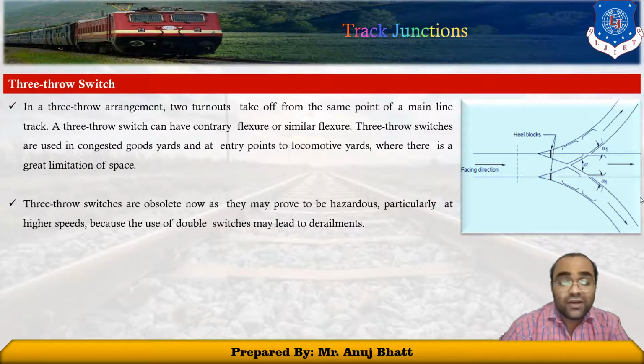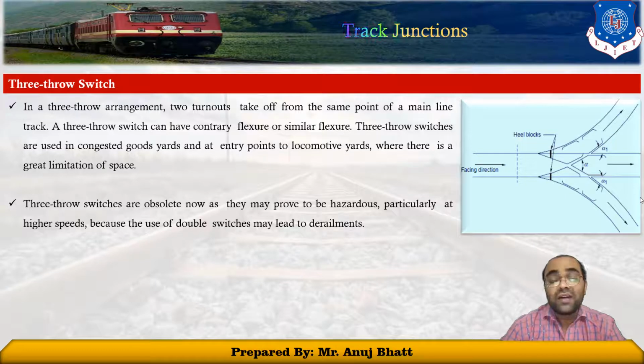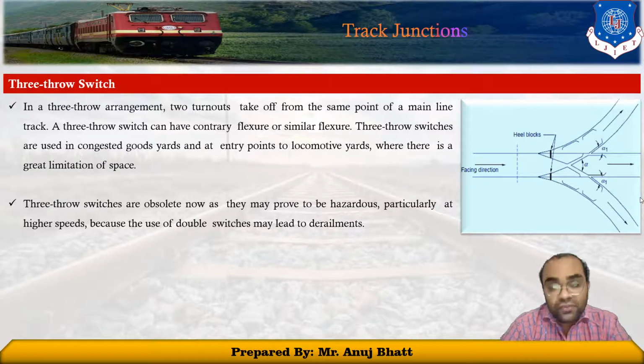So 3-throw switches are used in congested goods yards, where we cannot provide a larger area, or a larger radius to that curve. At such locations, we can use this type of 3-throw switch. These are obsolete now, as they may prove to be hazardous, particularly at higher speeds, because the use of a double switch may lead to derailments. So when you provide such a 3-throw switch, there is a restriction on the speed of the train.